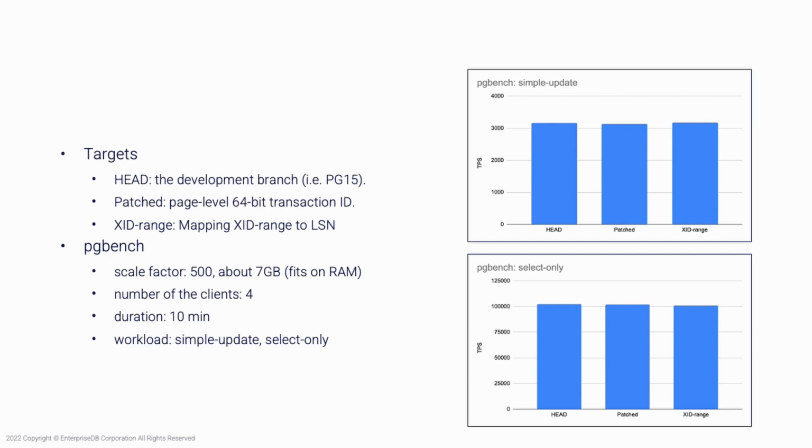I rebased the patch for this XID range idea to the current head and fixed some bugs, and I've run the same benchmarks as I showed before. The right graph shows the performance result. I didn't see any noticeable overhead in both simple update and select only workloads, which looks very good. But I didn't test the case where the range switching happens, so there might be potential overhead there. So I think I need to investigate it further.